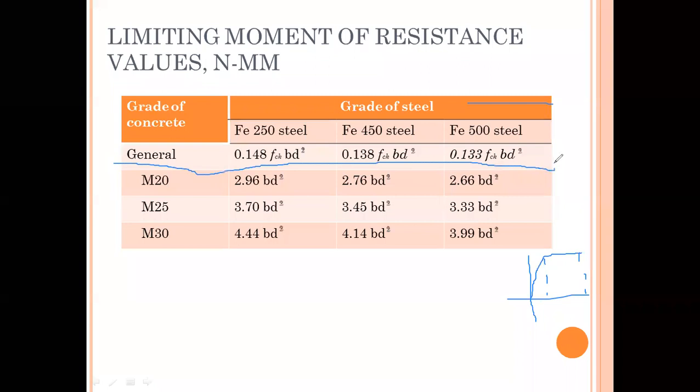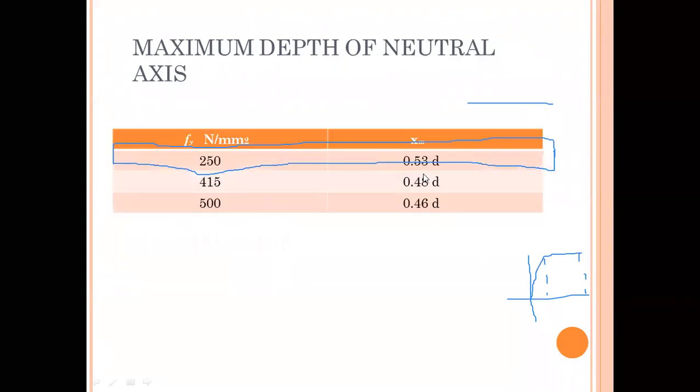The first row is important while solving the problems. For Fe250 the equation of MR is given by, this is balanced MR, basically limiting MR or balanced MR is 0.148 FCK BD square. And the second thing which you have to remember is these values: XU max for grade 250 is 0.53D, for 415 it is 0.48D, and for 500 it is 0.46D.